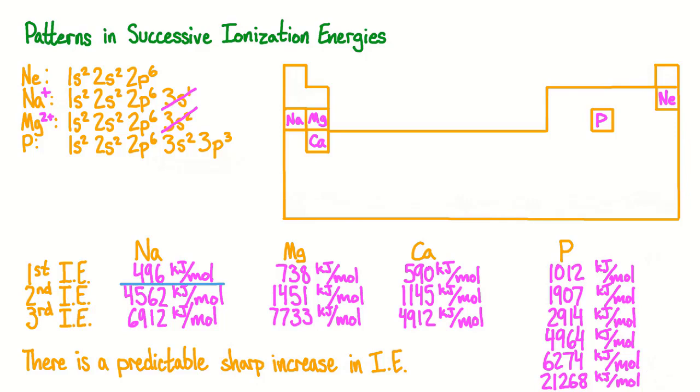For group 1 elements like sodium, that increase happens between the first and second ionization energies. For group 2 elements like magnesium and calcium, it happens when we reach the third ionization energy. And we can extend this pattern across the periodic table. A group 5 or group 15 element like phosphorus will see a sharp increase at its 6th ionization energy. This pattern is so consistent that we can look at a list of successive ionization energies for an unknown element and use the location of the sharp increase to predict what group that element belongs to.